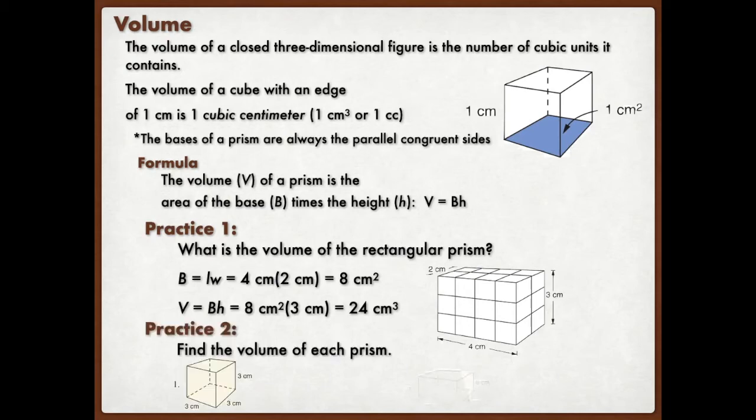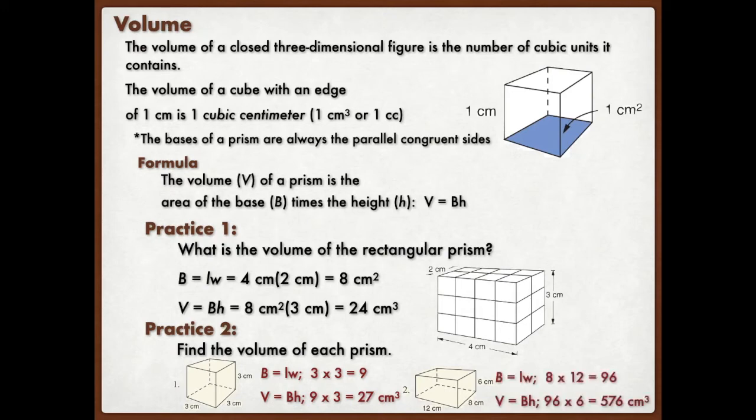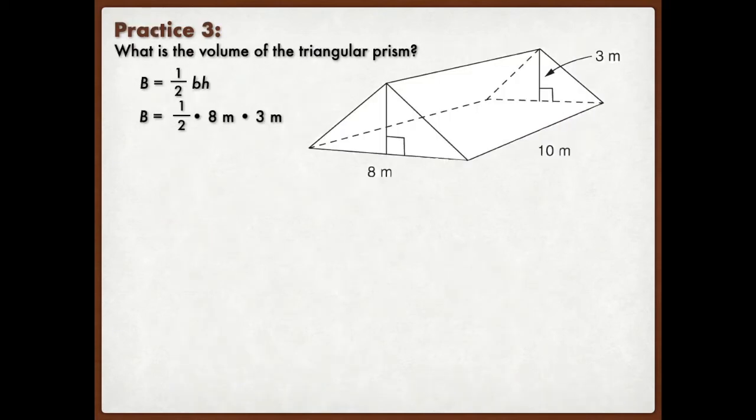Here's another practice example. Here's the prism. We go for number 1. 3 times 3 is 9. Times 3 is 27 cubic centimeters. Okay, let's take a look at number 2. 12 times 8, that's our length times width, and 12 times 8 is 96, and then we multiply that by 6, and that's 576 cubic centimeters. So this is a basic equation that you will have to memorize. Now let's look at practice number 3.